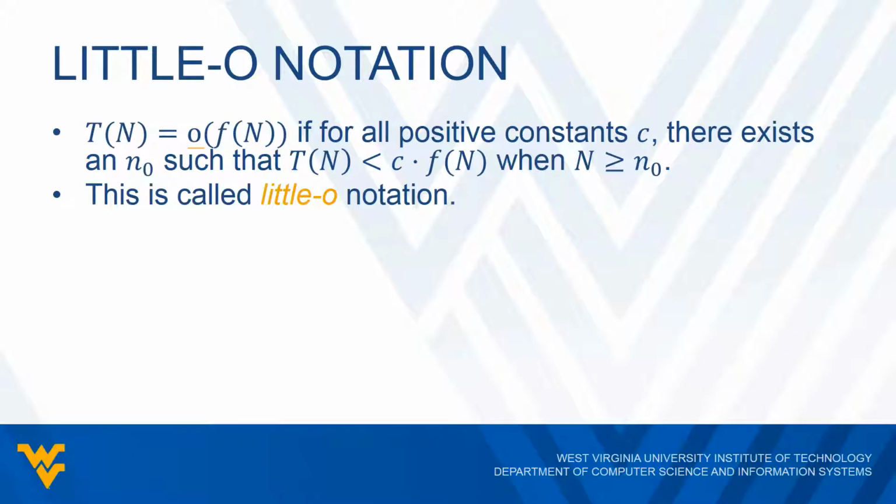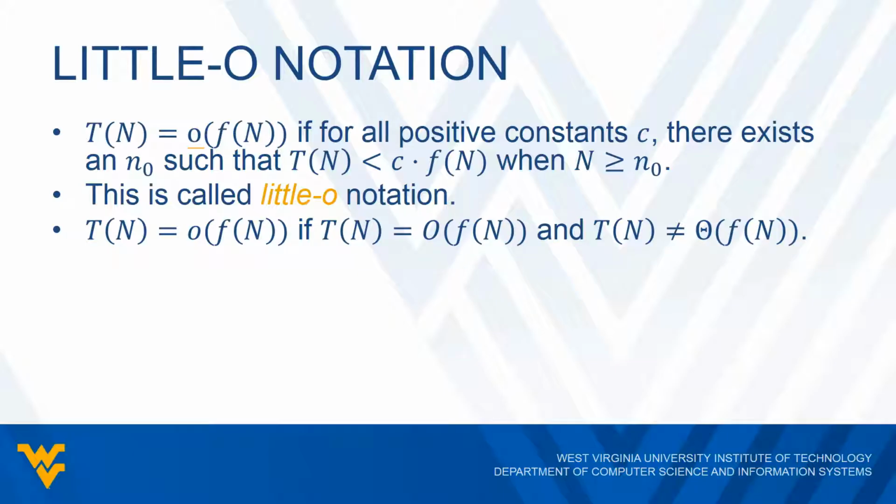All we're saying here is it's pretty much the same definition as big O notation, except instead of saying that T of n is less than or equal to c times f of n, it's actually that T of n is strictly less than c times f of n. Another way we can think of this is we say that T of n is little o of f of n if T of n is big O of f of n and T of n is not equal to theta of f of n.